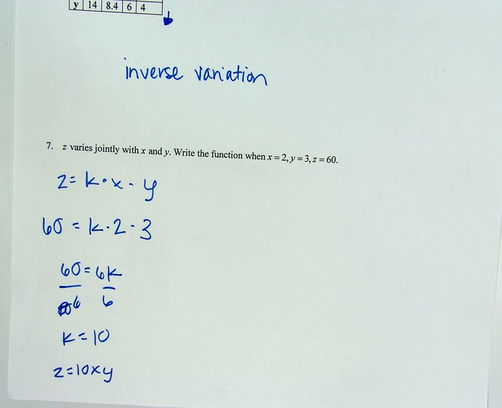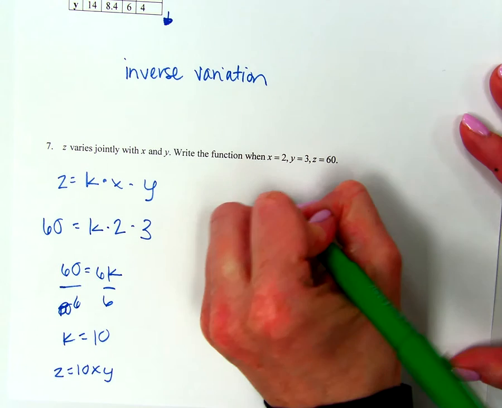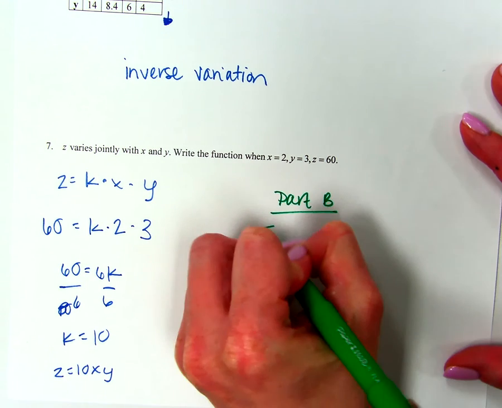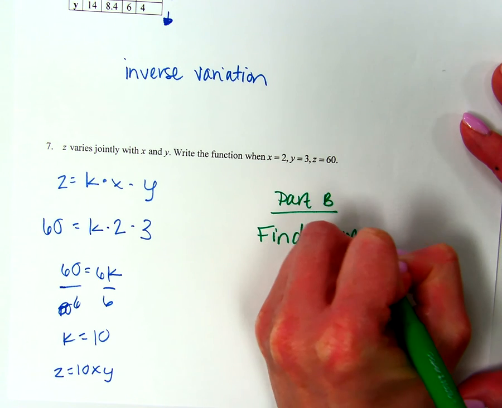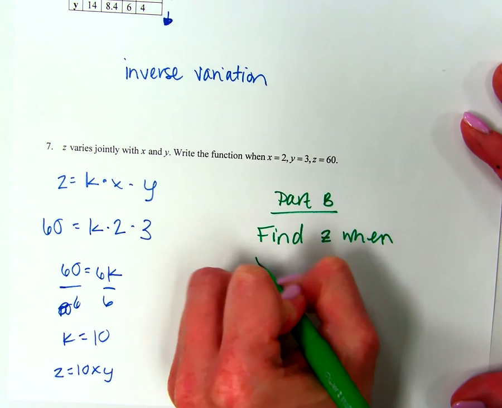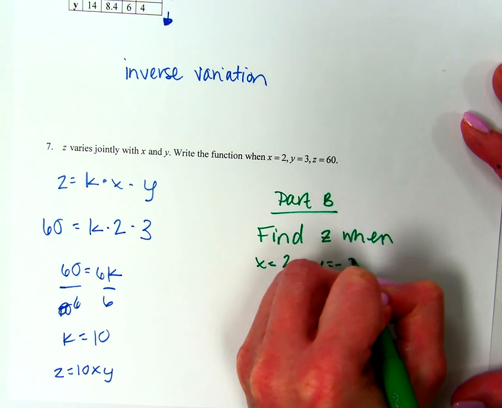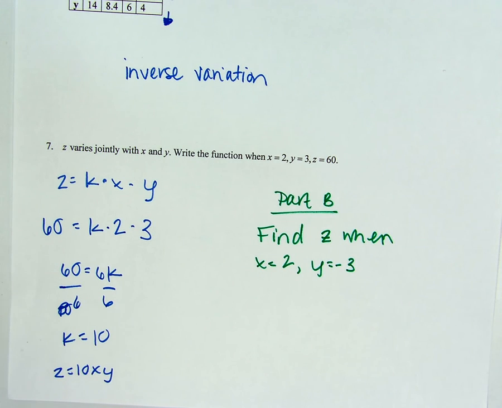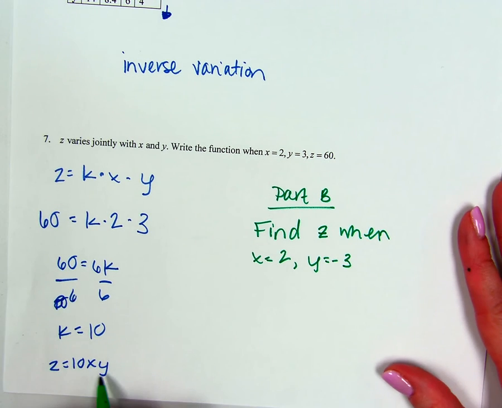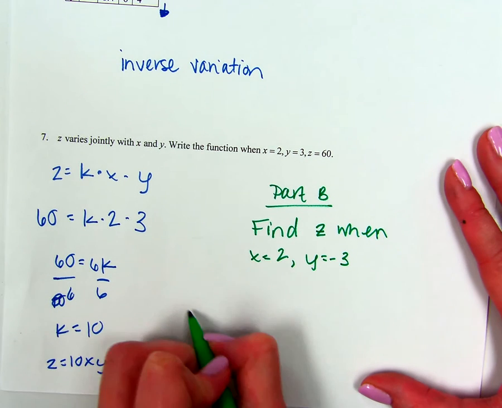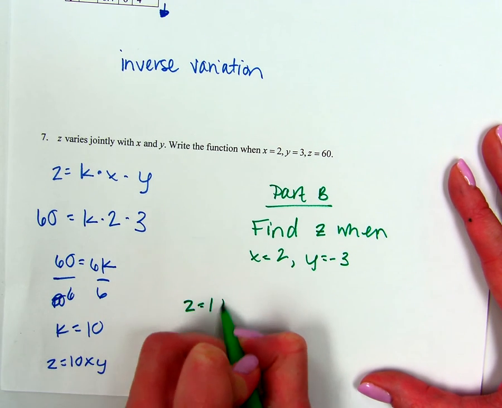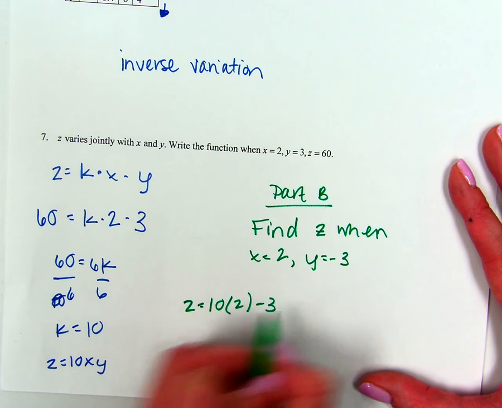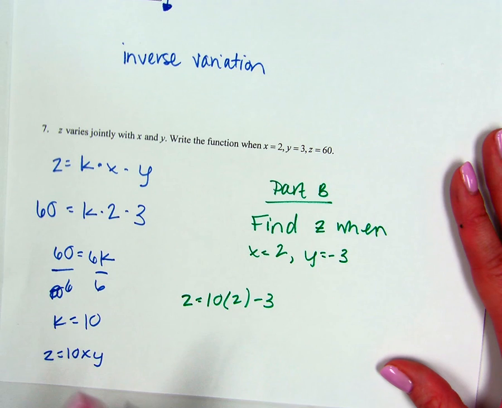So we can do part B again here. So this time let's do part B. We're going to find z when x equals 2 and y equals negative 3. So we're going to take our equation there. So you have z equals 10 times x times y. So we'll plug those values in. So we have z equals 10 times 2 times negative 3. So we end up with negative 60.